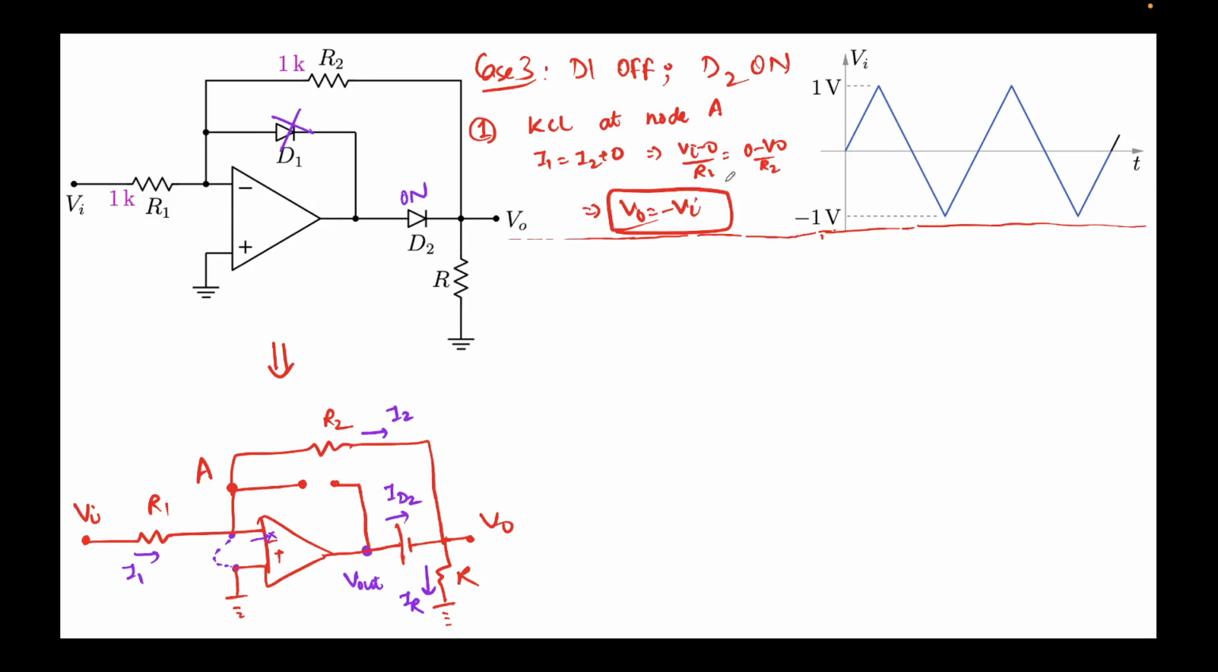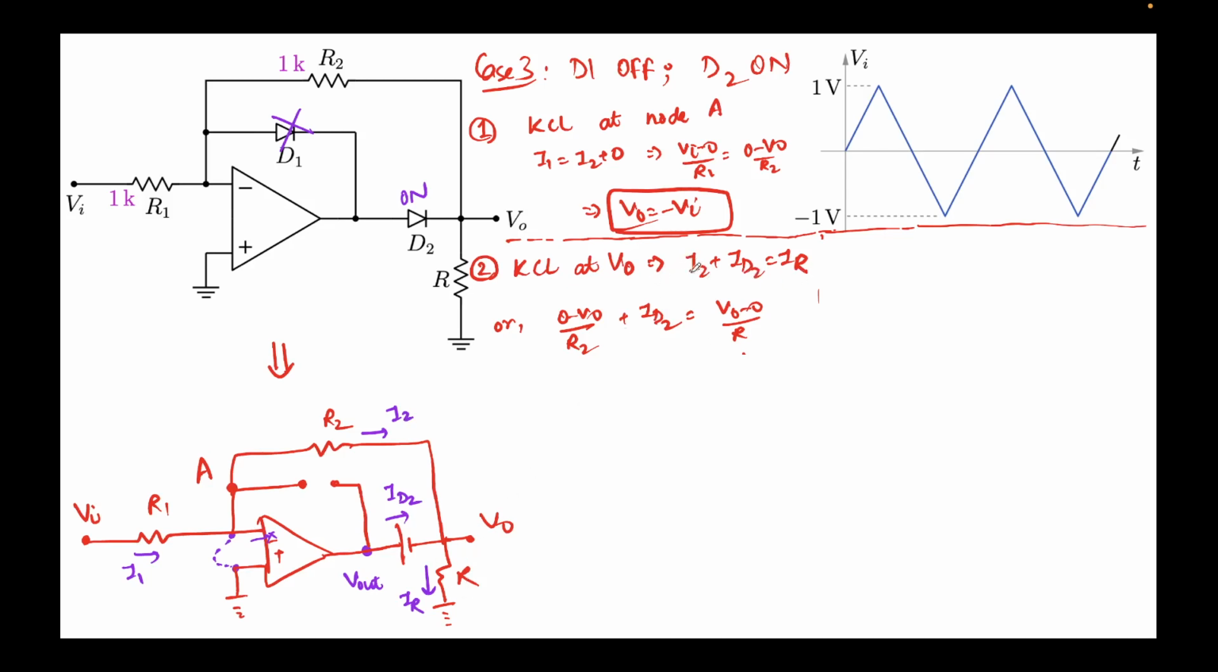You get V0 equal to minus Vi because R1 and R2 are the same. You can see both are 1K. So V0 we get minus Vi. That's the equation for an inverter. Now let's move forward and apply KCL at V0. If I apply KCL at V0, incoming current is I2 plus ID2. This is equal to IR, which is the outgoing current.